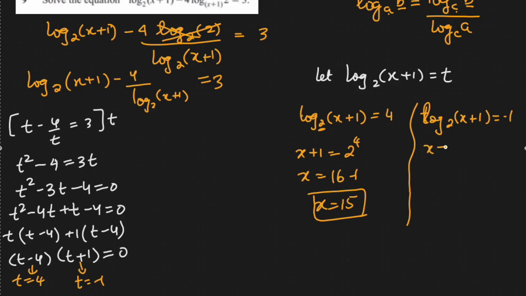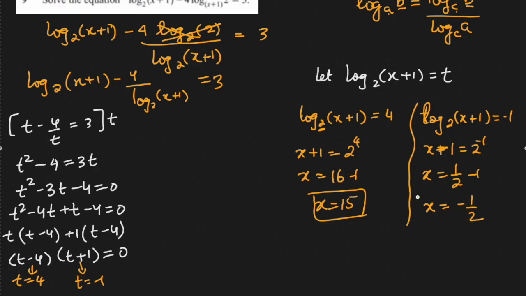Here, x plus 1 becomes 2 to the power minus 1. So x equal to 2 to the power minus 1, which is half, and this was plus 1, so minus 1. x equal to minus 1 over 2.